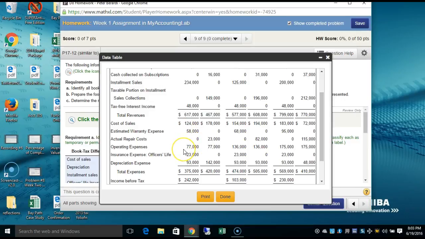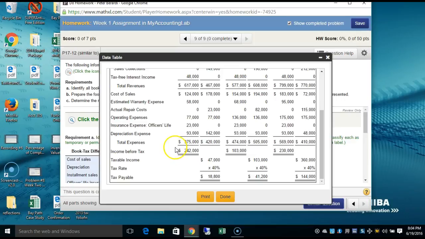Operating expenses are recognized equally under GAAP or tax, so that's not an issue. Insurance expense, we get to deduct that for GAAP, but we can't for tax purposes. So that's going to be a permanent tax difference. Depreciation expense, as you're already familiar with, is based on the accelerated method for tax purposes compared to the straight line method used for GAAP purposes. Again, that's going to be a temporary tax difference.